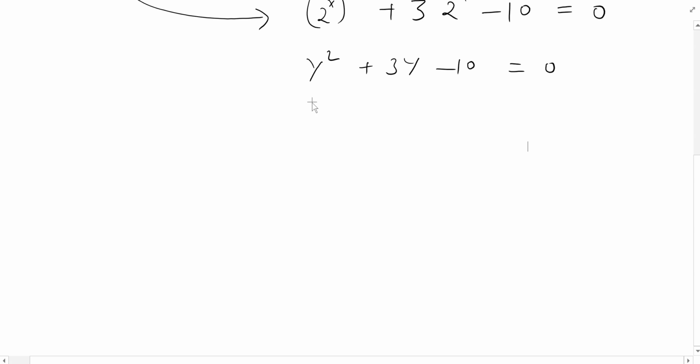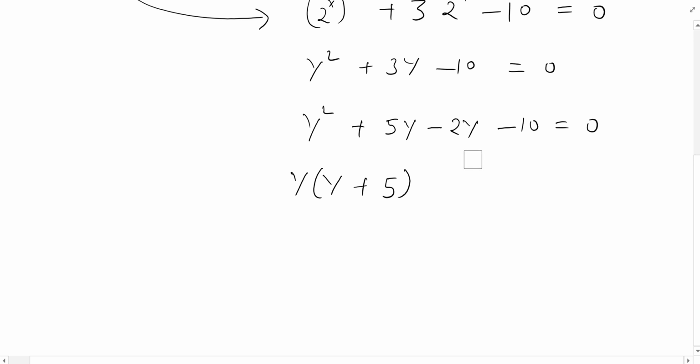So now the next thing, we write y squared plus 5y minus 2y, negative 10 equals to 0. Y is common in these two. In the first two terms, we have y common. We write y outside and factor out y from there. And there we have minus 2 common. So we factored out negative 2 from there, and that is there.